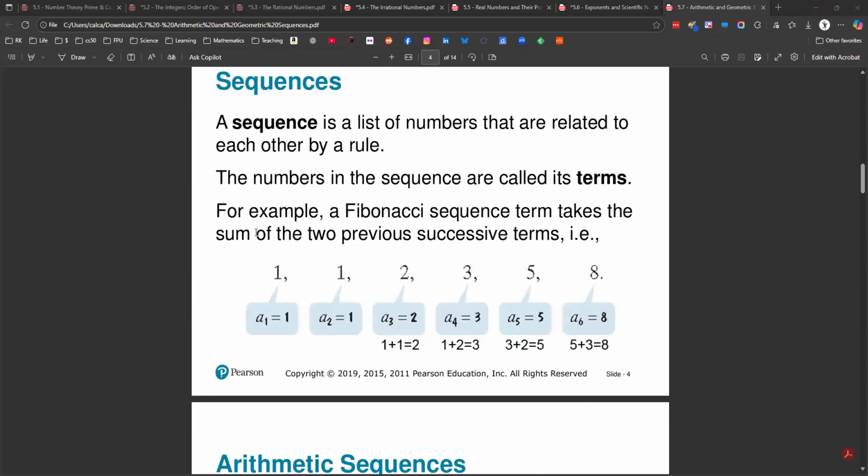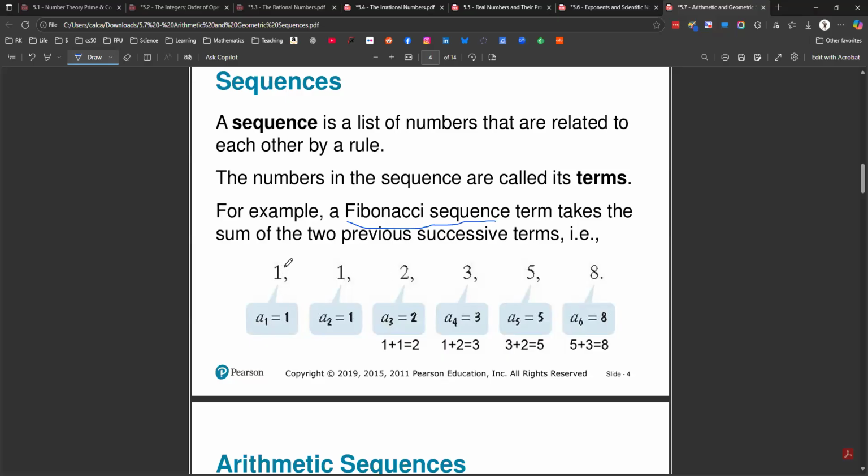So what the heck is a sequence? Well, a sequence is a list of numbers that are related to each other by a rule. The numbers in the sequence are called the terms. A famous example of a sequence is the Fibonacci sequence. The Fibonacci sequence occurs quite often in nature. You see it in everything from the design of petals of a flower to the swirls of a snail's shell.